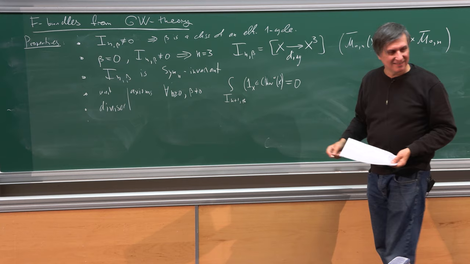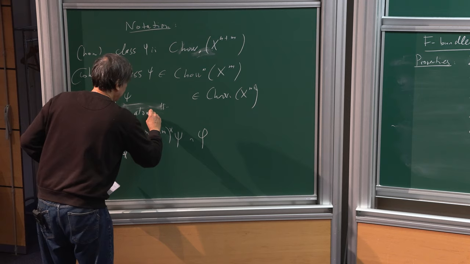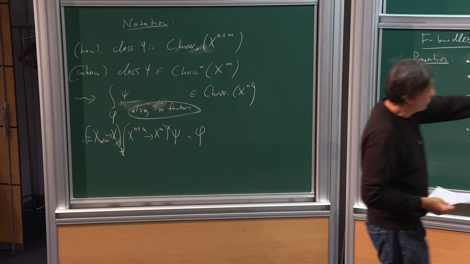Psi divided by what is that term? Here it will be integration along m factors. Okay, so this is like a Cartesian product. Yeah, I integrate along one factor. And can you say again this formula, Maxim?